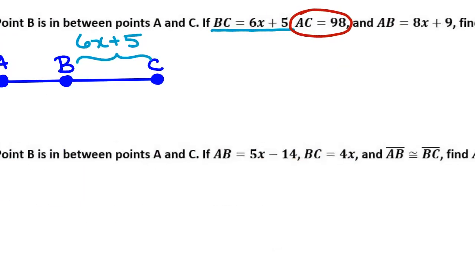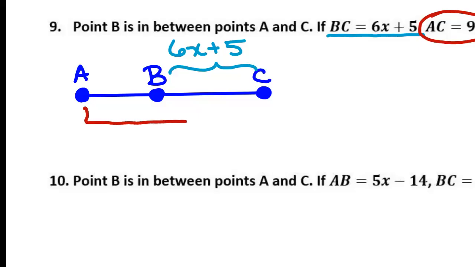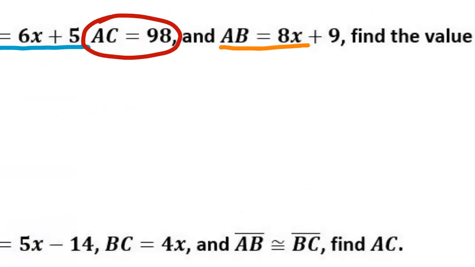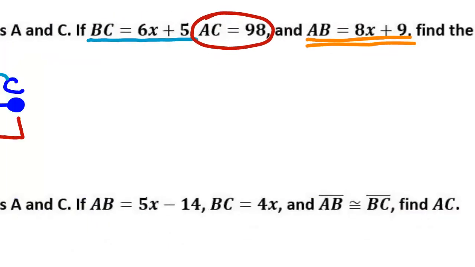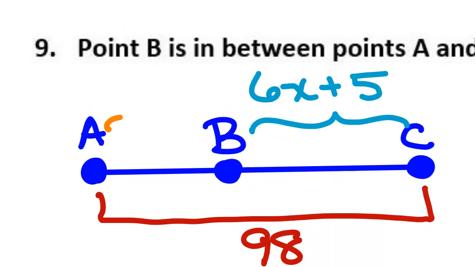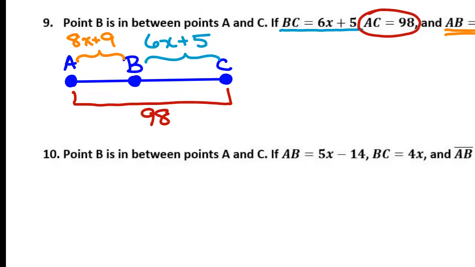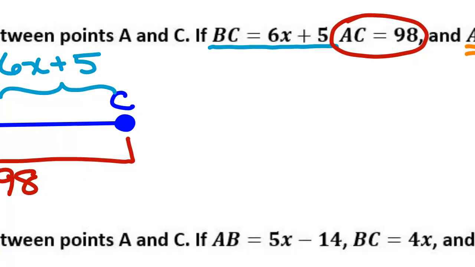AC is 98. So from A all the way over to C is 98. And then AB is 8x plus 9. From A to B is 8x plus 9. All right. Because they did not give me a congruence statement, there's only one equation that I can write here.